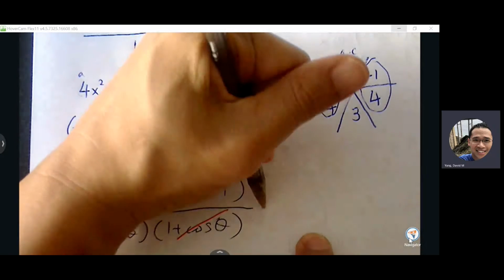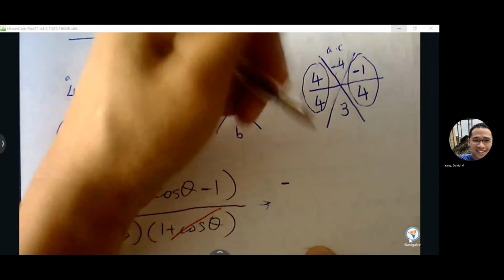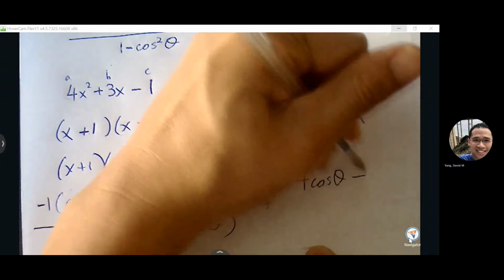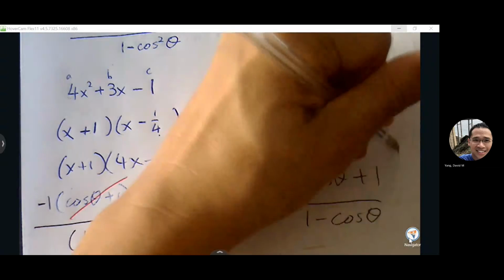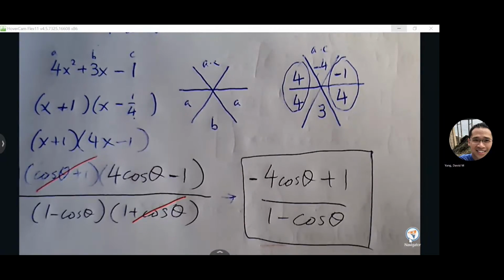Now let's look at the leftover here. Distribute the negative through. And have something that matches our answer.